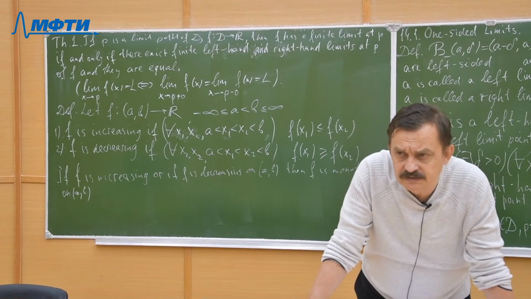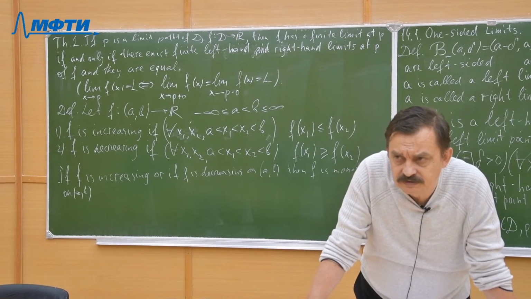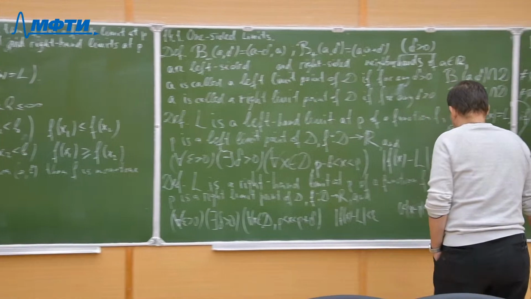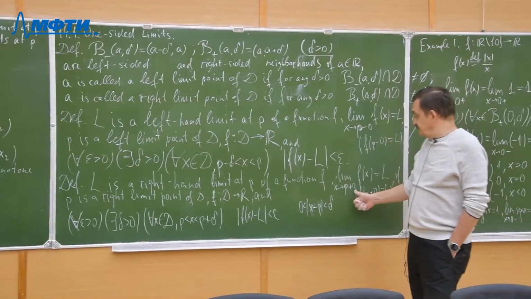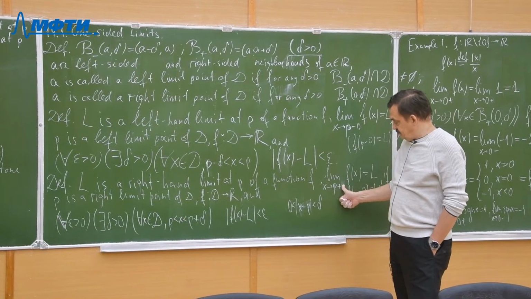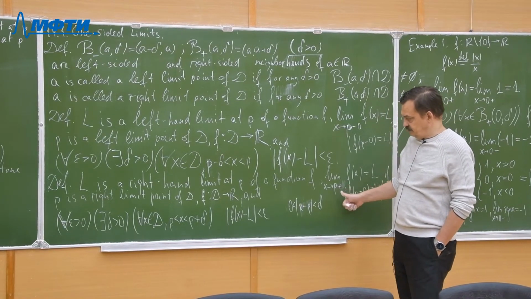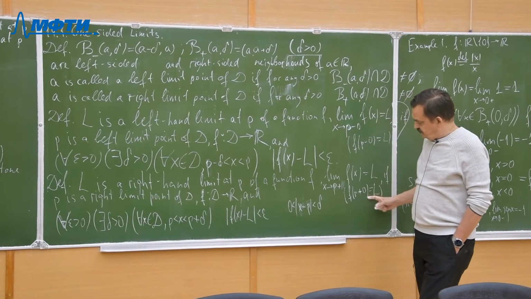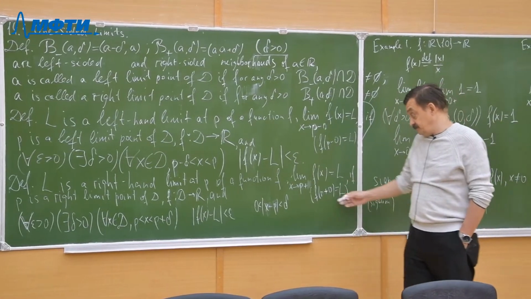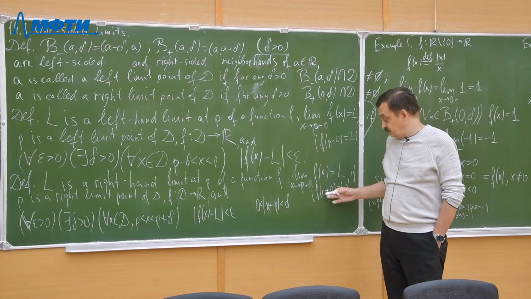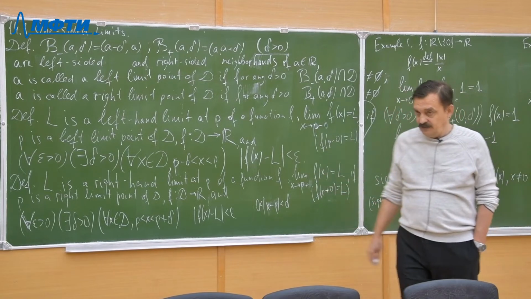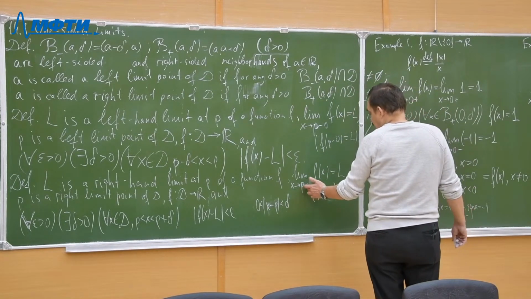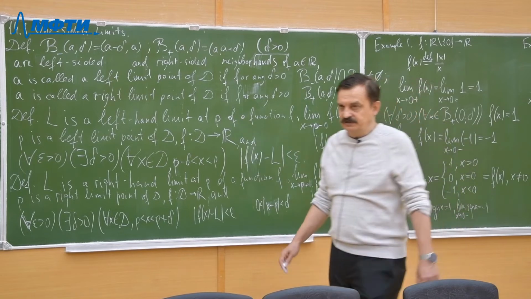The question is about what is p plus 0. Instead of p plus 0, you can write just p plus. That's equivalent, just notation, nothing else. So sometimes people use this notation, but of course you should remember that it's just a notation for this limit. Doesn't matter, it's equivalent.